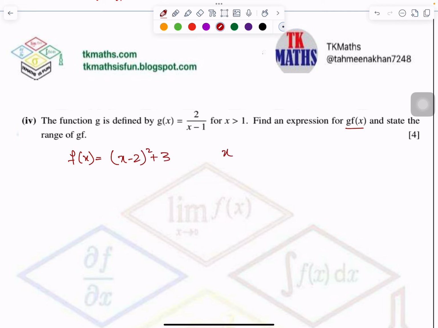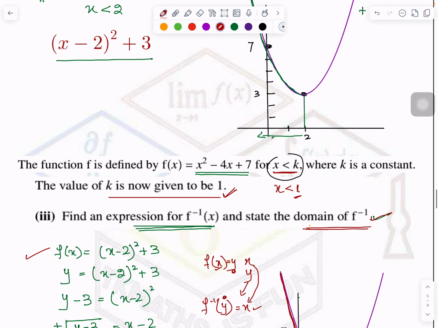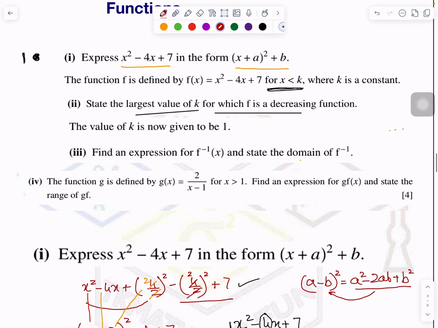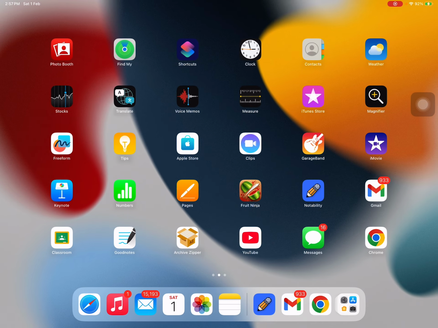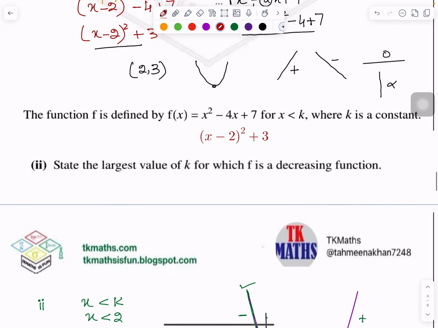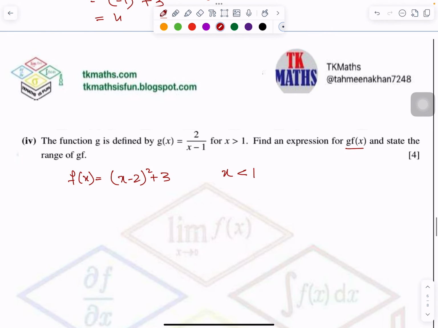And we have seen for this function, when we are taking x less than 1, the reason is it was given in the information. Let me show you again here in the main question. Here, if you see, we are talking about part 4 here, so it is following this part. The value of k is now given to be 1. Okay. So now we have seen that the range in this case is greater than 4.